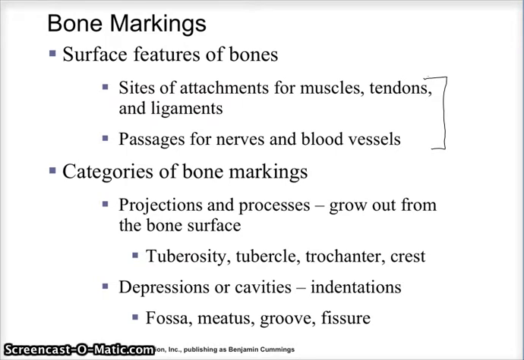Now, two basic categories. Projections and processes stick up. Depressions or cavities go down. So you can see there's common things. You will learn about the obturator meatus. There are fissures, there are grooves, there are fossae. All of that tells you we're talking about a depression or an indentation. Tuberosities, tubercles, trochanters, crests, things that stick out.